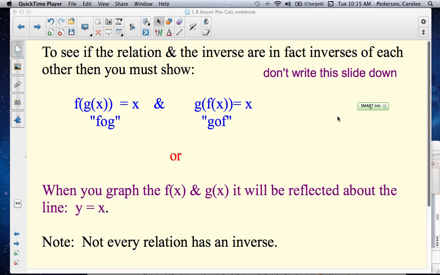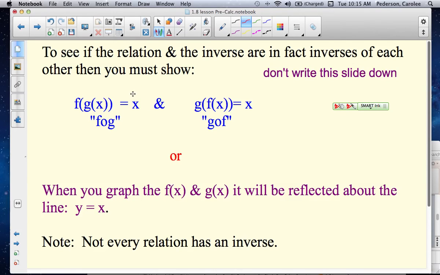This is 1.8, part 3. This slide I don't want you to write down. We'll practice it on the next example. To show that two functions are inverses of each other, we have to do the composites twice. Once with f of g of x, and once with g of f of x. When we're done with both of those composites, they both must equal x. The f of g and the g of f of the functions must equal x.